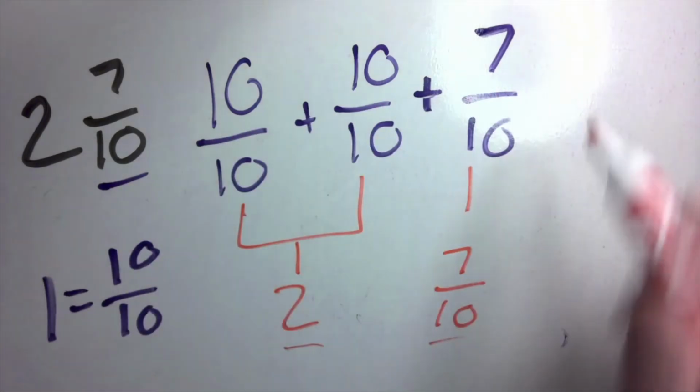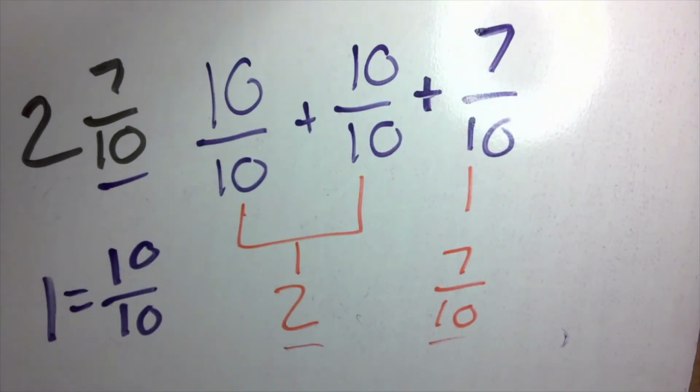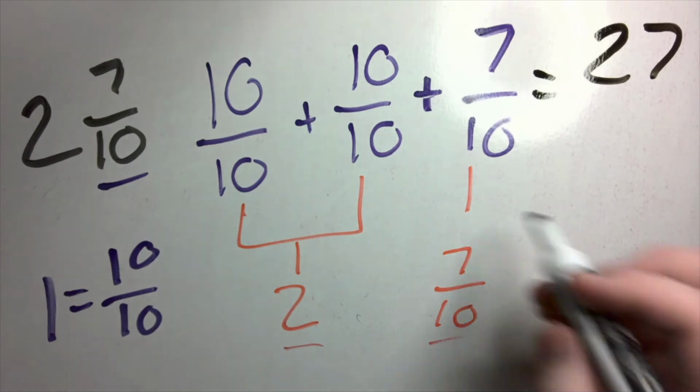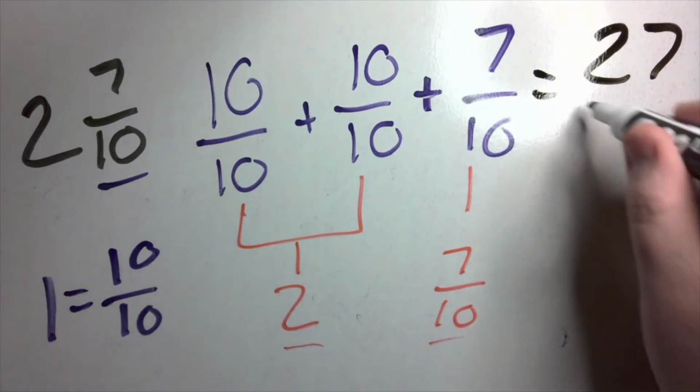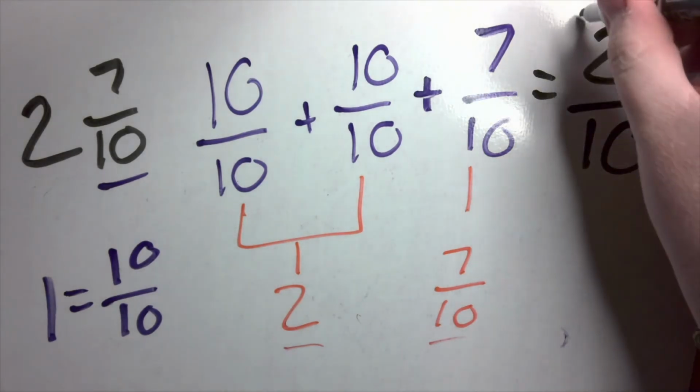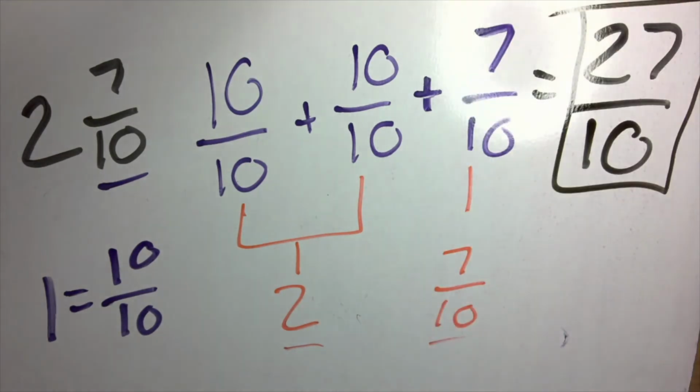But let's go ahead and add this up together now at the top. So we have 10 plus 10 is 20, plus 7 is 27. 10, 10, 10. All our denominators are the same, so we're going to leave it as 10. So our improper fraction is now 27/10.